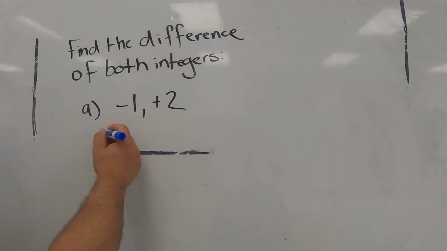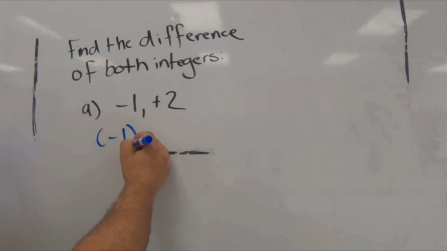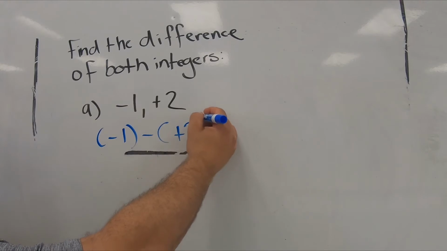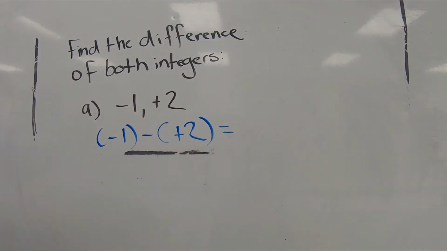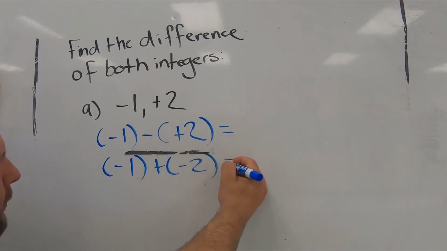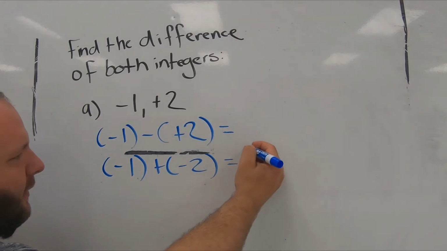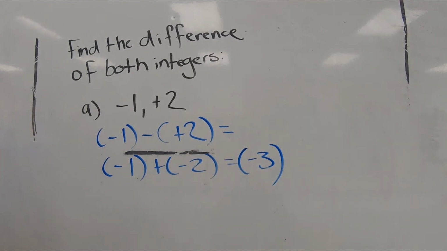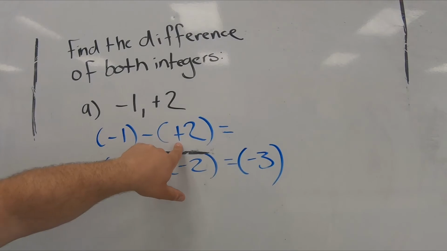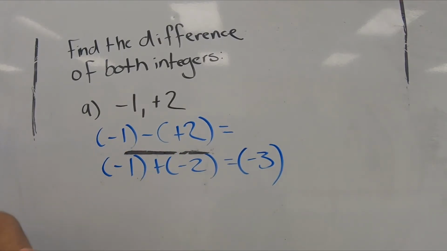And we'll go -1, take away +2. Now, remember, when I'm taking away a positive, it's the same thing as adding a negative. So I can rewrite my operation here. -1 plus -2 gives us -3. So -1 take away +2 is the same thing as saying -1 plus -2, which is -3. I could also model that if I wanted to.